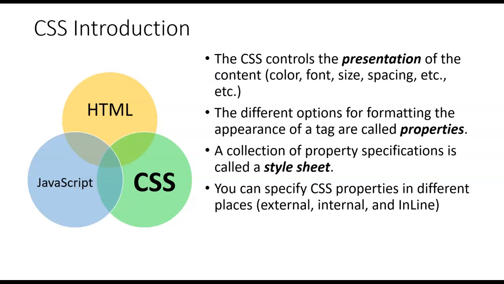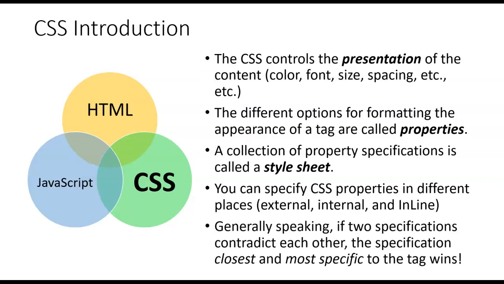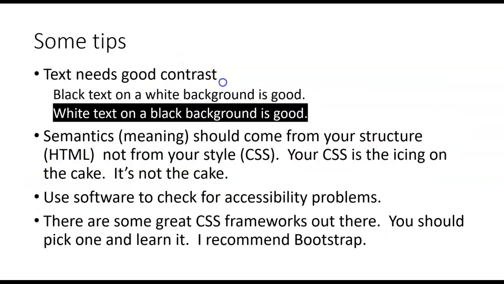So we can specify those style sheet properties in one of 3 places: external, internal, or inline. So generally speaking, like I just said a moment ago, if 2 specifications contradict each other, the most specific specification wins, the one that's closest to the tag. So far, so good, right?